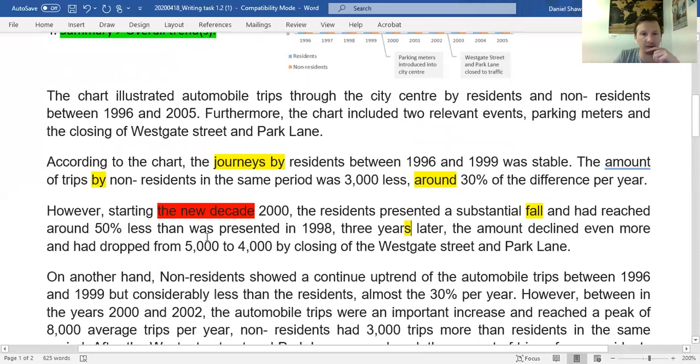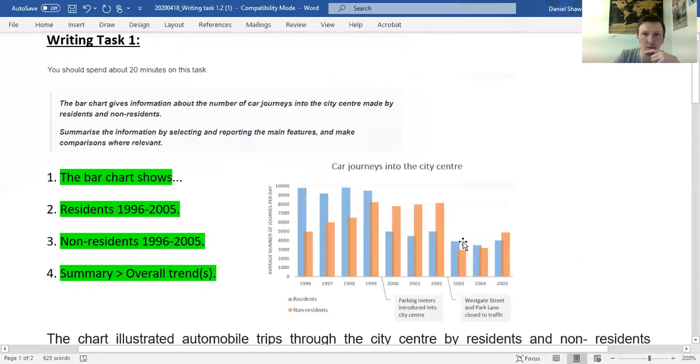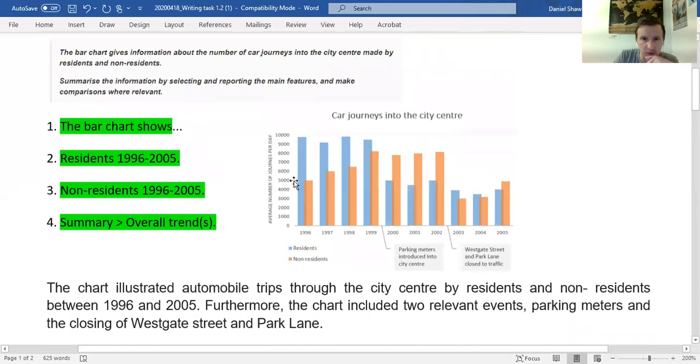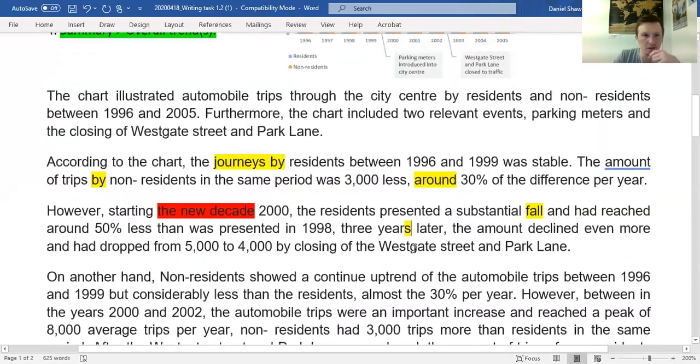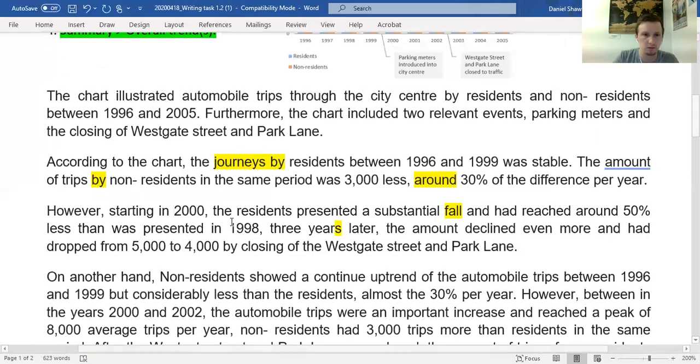So the amount declined even more, and it dropped from 5,000 to 4,000. So where is 5,000? Where is 4,000? Here, 5,000 to 4,000. So yep, 2000 to 2003, we can see that bigger decline by closing of the Westgate Street and Park Lane. So some good ideas here. It's not as clear as it could be, so let's make it clearer. We only need 150 words. So starting in 2000, the residents presented a substantial fall, okay, and had reached around 50% less.